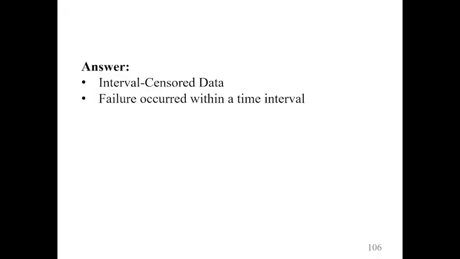Interval censored data occurs when the exact failure time is not known, but it is known to lie within a specific time interval. This usually happens when systems are inspected periodically rather than continuously monitored. This type of data provides partial information and requires special statistical methods for analysis.